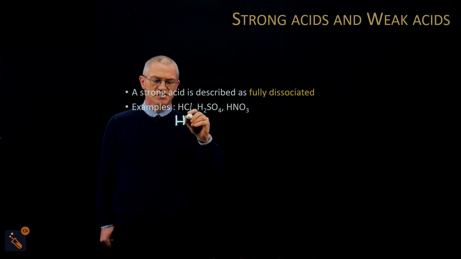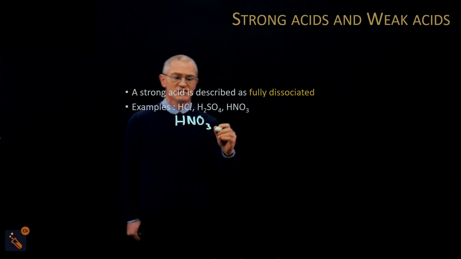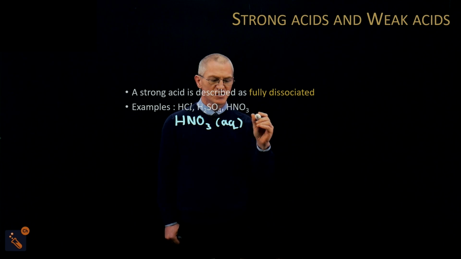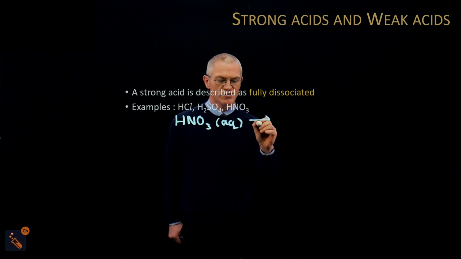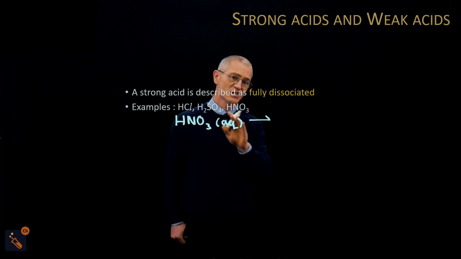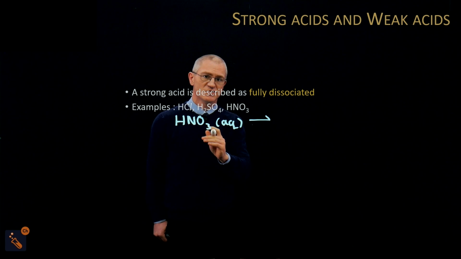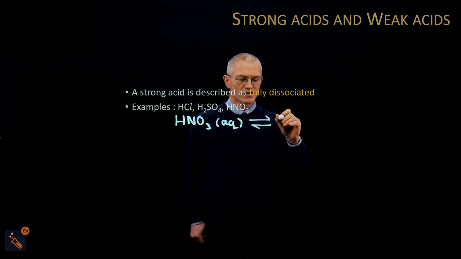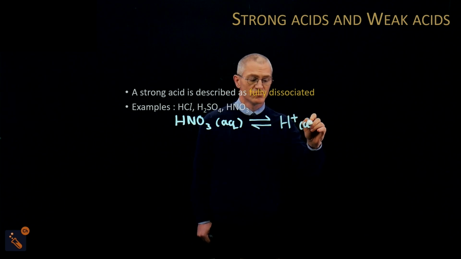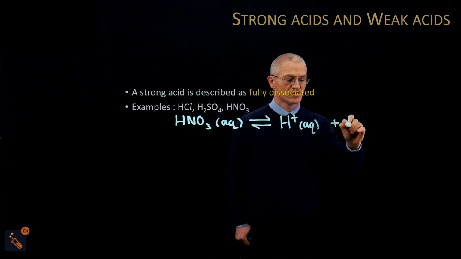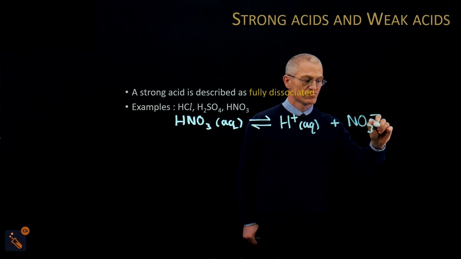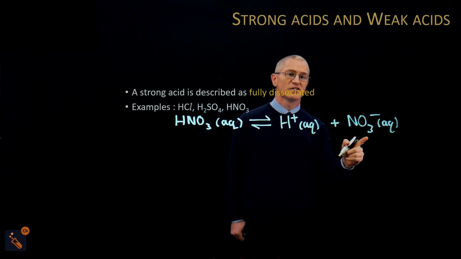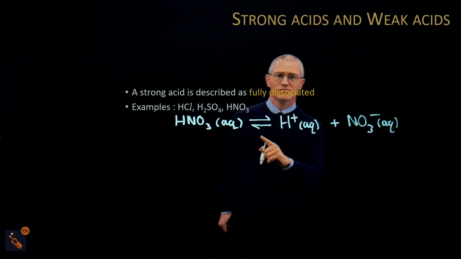So if I have HNO3, that's aqueous, because it's not an acid unless it's dissolved in water. This time I'm going to draw a reversible arrow. That reversible arrow says that there's a reaction going that way and there's a reaction going this way. So there's your reversible arrow. That produces the H+, the proton, and then it produces the negative ion. So we've got the cation, which is the H+, the anion, which is the NO3-, and we've got reversible reactions.